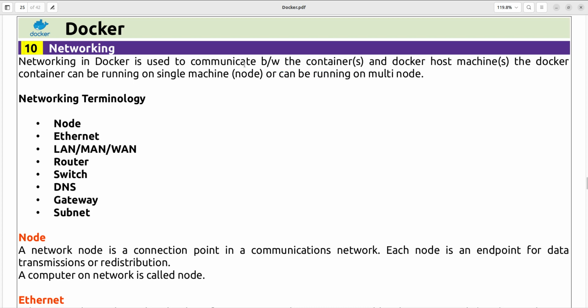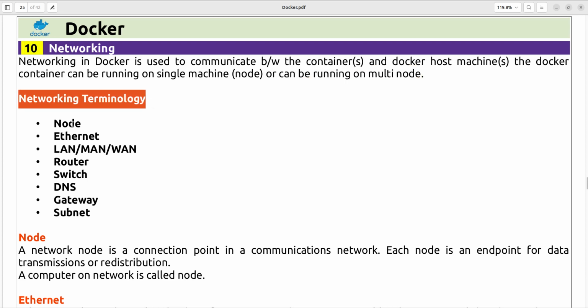Anyway, networking is used to communicate only. The Docker host machine and the Docker containers can be running on a single machine or on multiple nodes. There is a chance that our Docker container runs on a single machine, or it can run on a cluster also. If it is running on a cluster, you have to make the communication, and if it is running on a single machine, you might still need to communicate with it. That communication happens through networking. A few terminologies are there for networking, and we will learn those first.